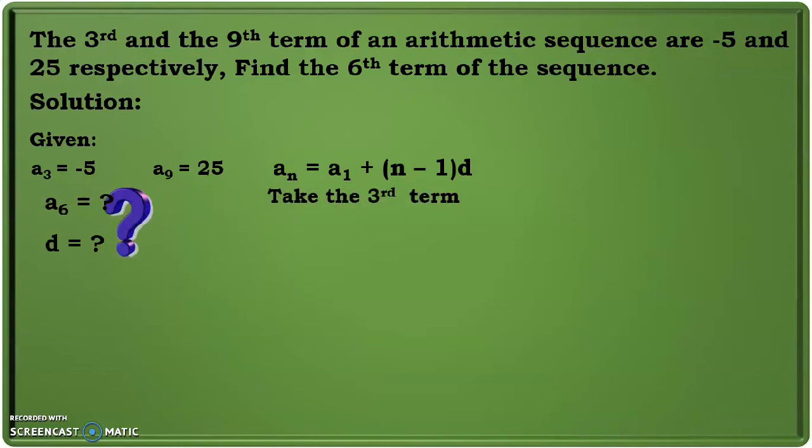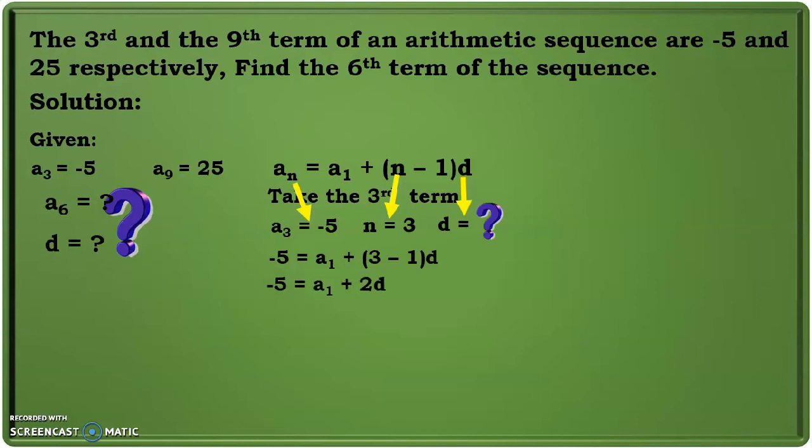So take the third term. A sub 3 is equal to negative 5 and n is equal to 3, and d is to be found. Plug in the values. Negative 5 is equal to a sub 1 plus 3 minus 1 times d. Then we have negative 5 equals a sub 1 plus 2d. Let's call it equation 1.